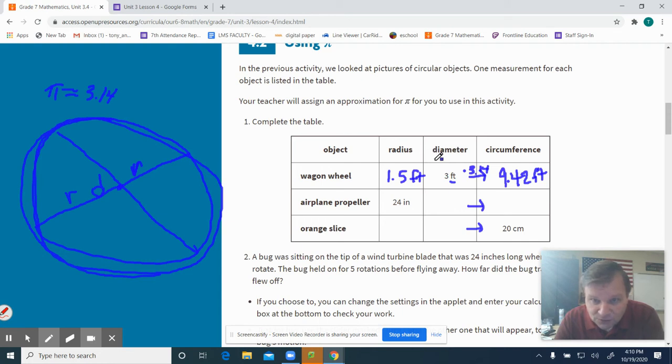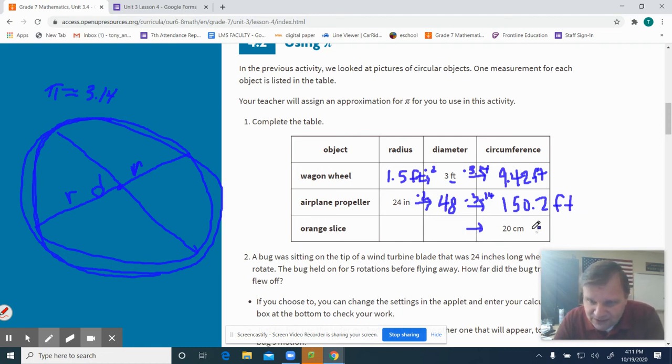Since the radius is half the diameter, that means 2 radii will make a diameter. So we've got to multiply this by 2. And if we notice here, that's multiplied by 2 also. So that's going to be 48. If we multiply that by our approximation of pi, we get 48 times 3.14, and that gives us 150 and 2/10 feet. Now, I'm rounding a little bit here, and that's okay. We can round.